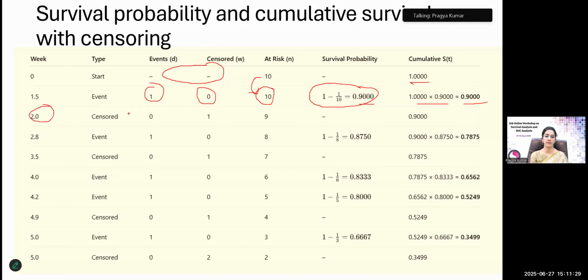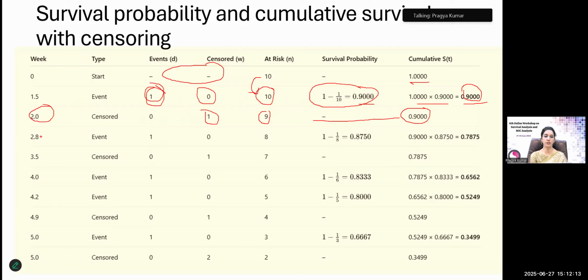At 2 weeks, there was a censoring. So if there is a censoring, what will be the risk set? We deduct this one from 10, so it will be 9. But at censoring, we don't calculate the survival. Survival probability is calculated only when there is an event. So here, since there was no event, for censoring the survival probability is the same, which you can see from the above.